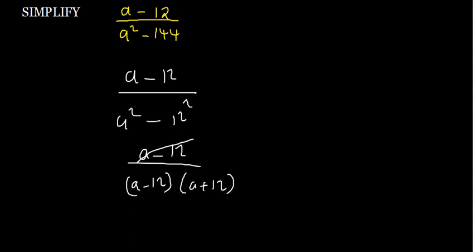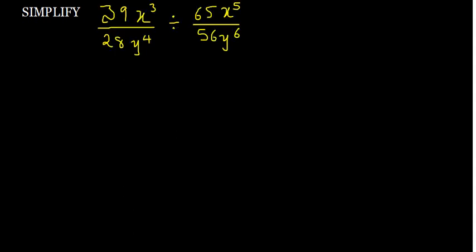So a minus 12 will cancel with a minus 12. So on top we're just going to remain with a 1. Down we have remained with a plus 12. So this is going to be the simplified form. So we have simplified. We can also consider this one.